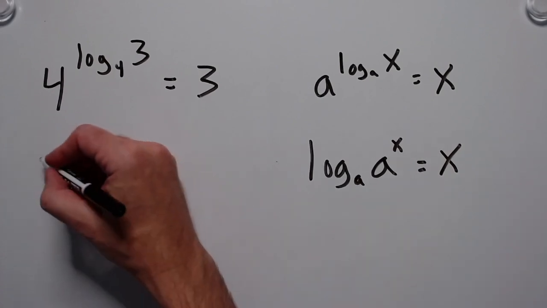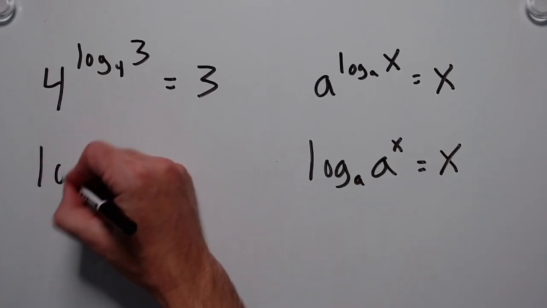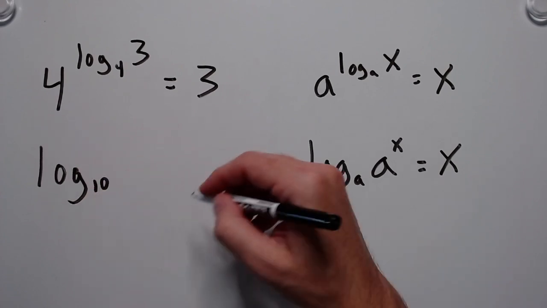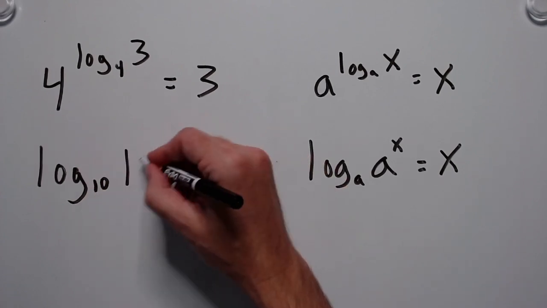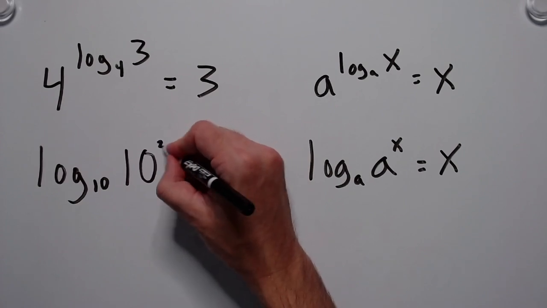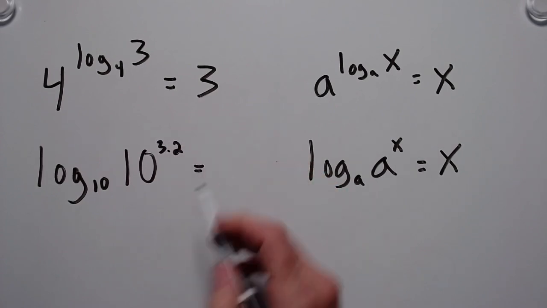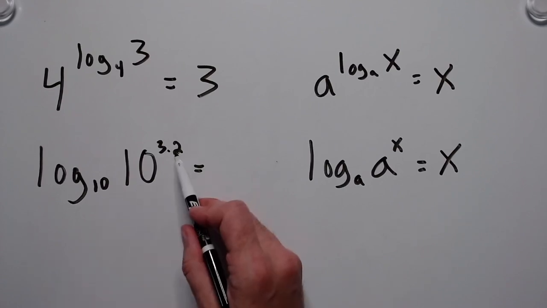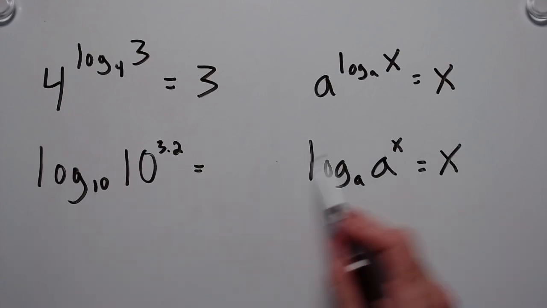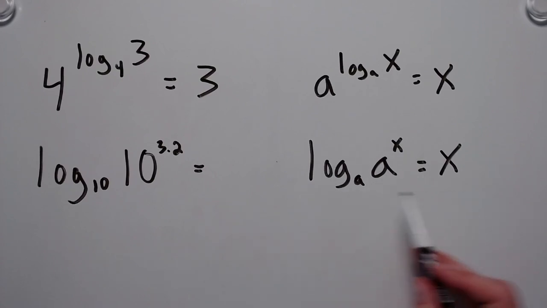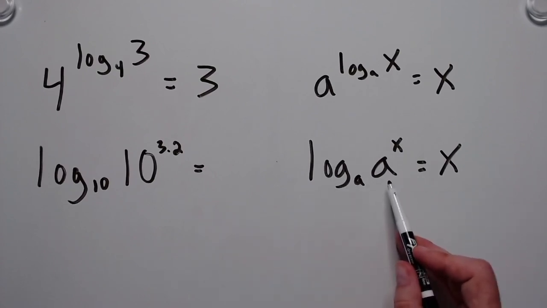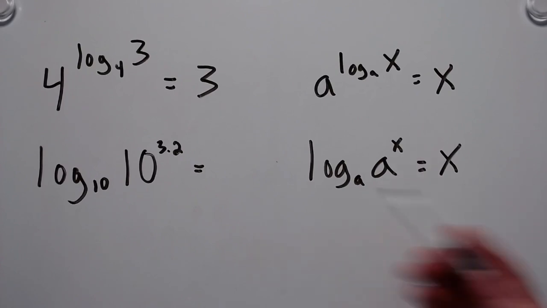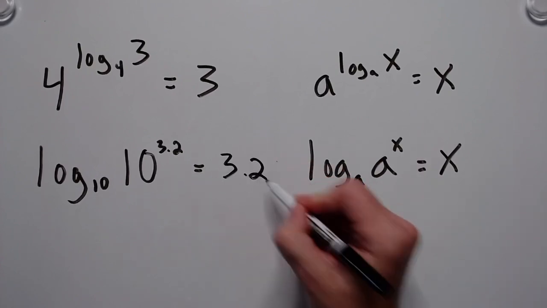So kind of going back to the other way, if we wrote log base 10 of 10 to, let's say, 3.2. So we're taking the log of something that has a base, but the something is also an exponent. So the resultant of this, we could look at this expression here. When we take the log of something that has the same base to any power, the answer is that power. So the answer just ends up being 3.2.